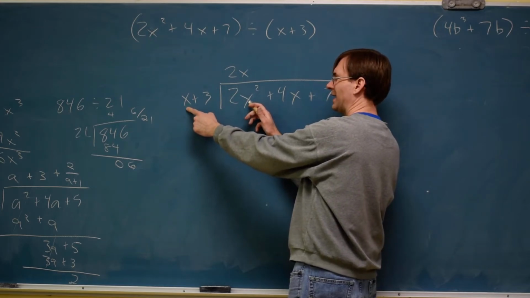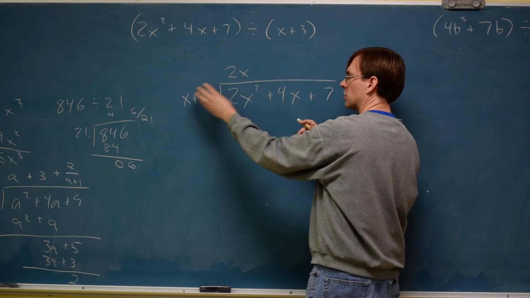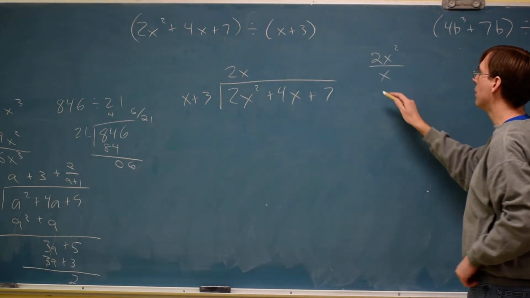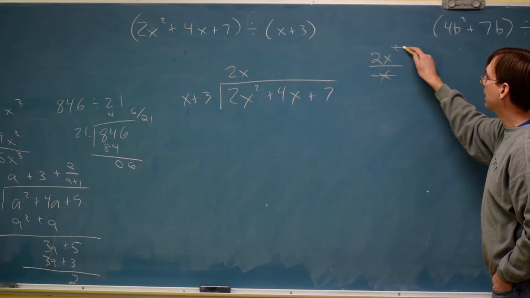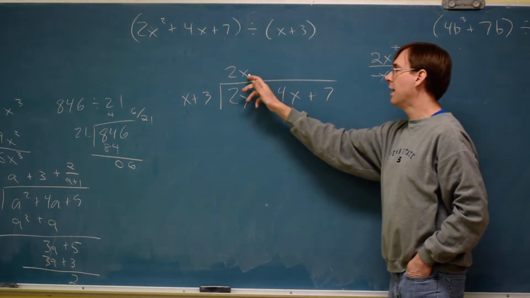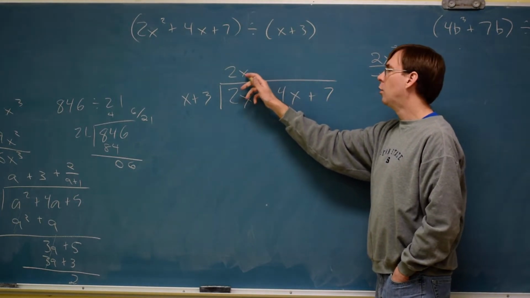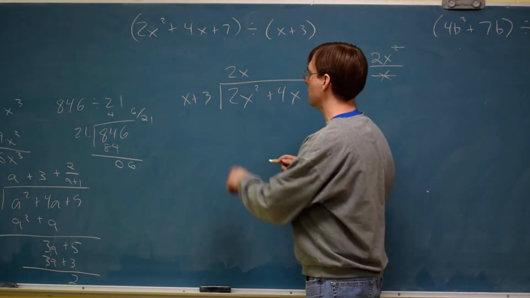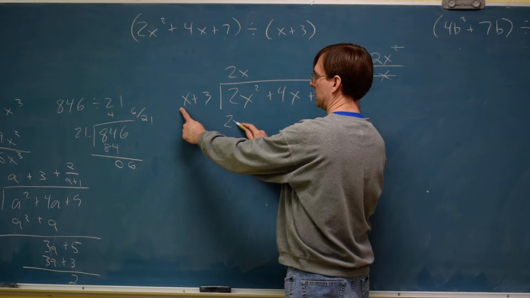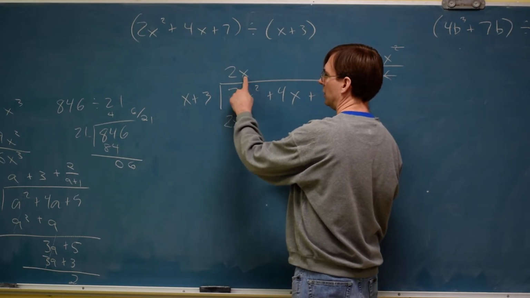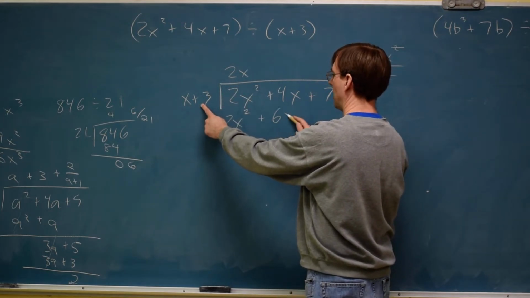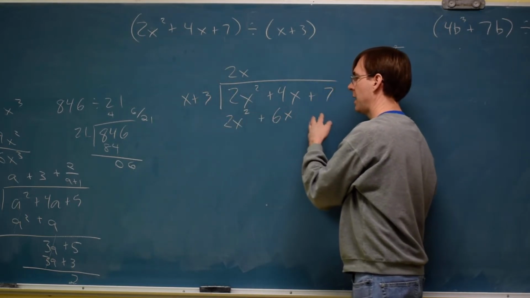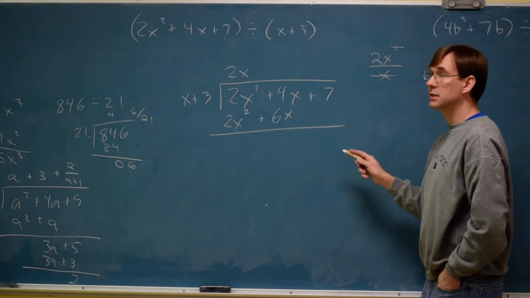If that didn't make sense, think of it this way. If 2x squared is dividing x, put 2x squared over x. A little bit of canceling, and it should arrive you at a 2x. Once you have a piece of the quotient, it has to multiply everything out here. 2x times this is 2x squared. 2x times this is a plus 6x. This multiplies everything to make a new line. Then it's time to subtract.